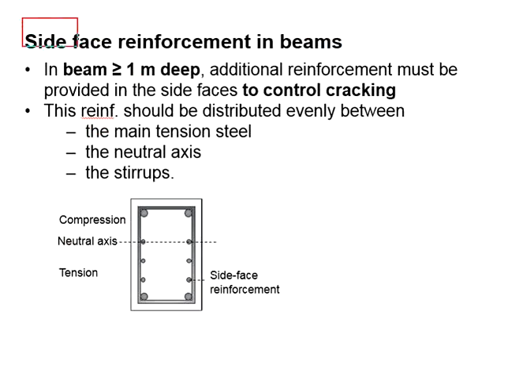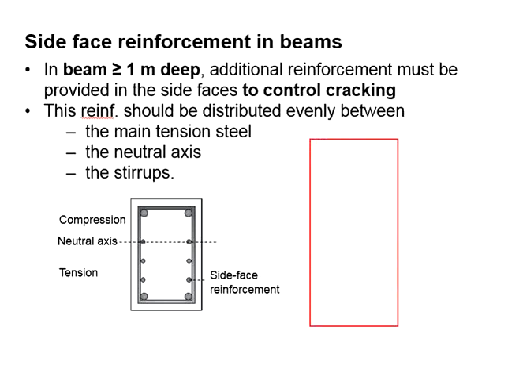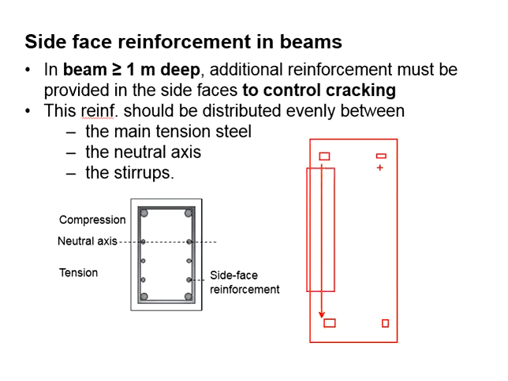The side face reinforcement is provided along the side of the beam in order to control the cracking. This type of reinforcement is normally applied to deep beams with the depth of more than 1 meter. Imagine you have a deep beam and you only have the top and bottom reinforcement bars. There is a huge gap without any reinforcement strengthening the concrete when the concrete is subjected to bending.